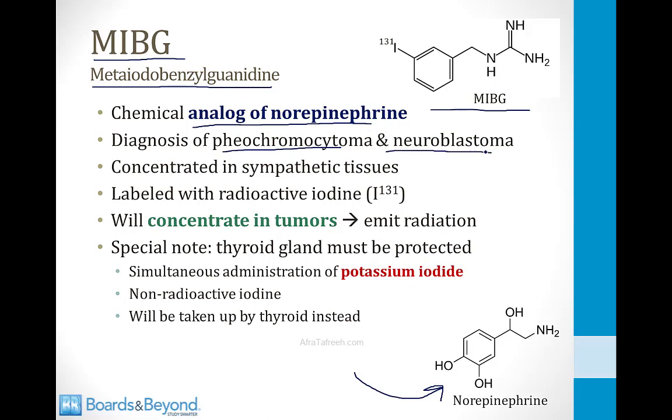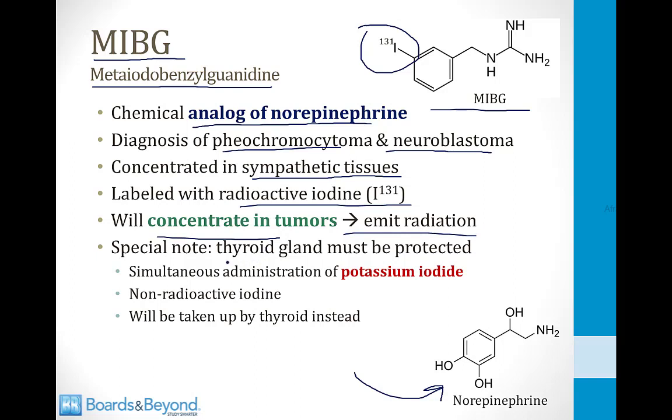Because it is similar looking to norepinephrine, it will concentrate in sympathetic tissues, and it is labeled with radioactive iodine, as I've shown at the top of the screen here. And the radioactive iodine will emit radiation that you can detect with a camera. So the MIBG will concentrate in the tumor, emit radiation, and then if you do a scan, you will see the MIBG locating to the place where the tumor is present in the body, and thus you can diagnose a pheochromocytoma or a neuroblastoma.